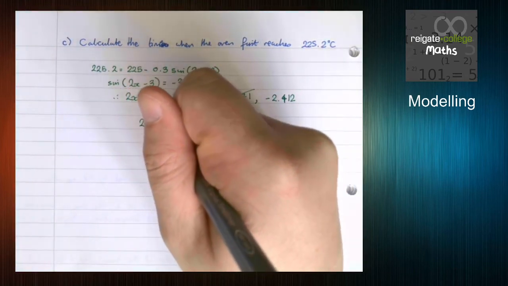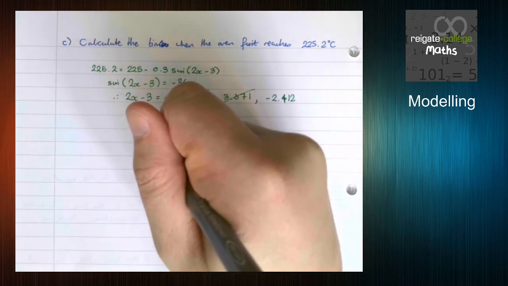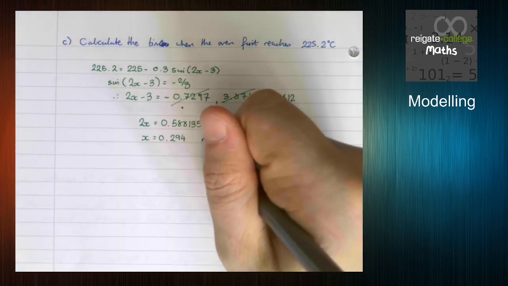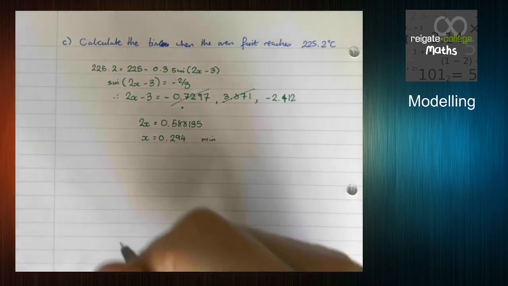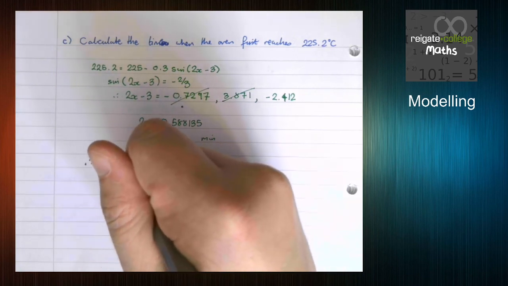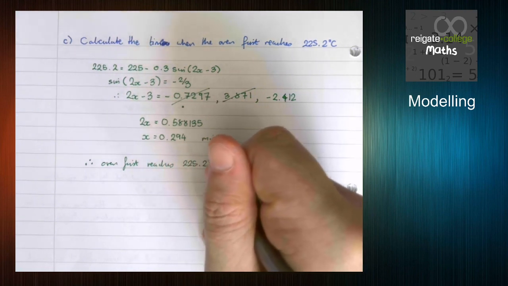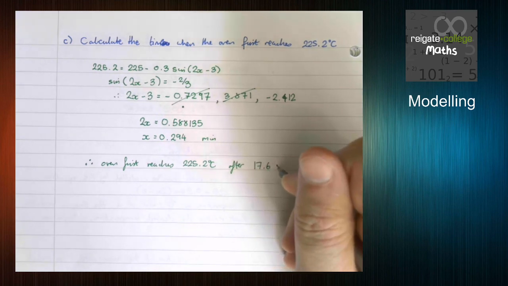So we know 2x is 0.588135. So x is 0.294. Now, because this is minutes, we should probably convert that to seconds. We do that by timesing by 60. So 0.294 times 60 is after 17.6 seconds. So therefore, oven first reaches 225.2 degrees C after 17.6 seconds.